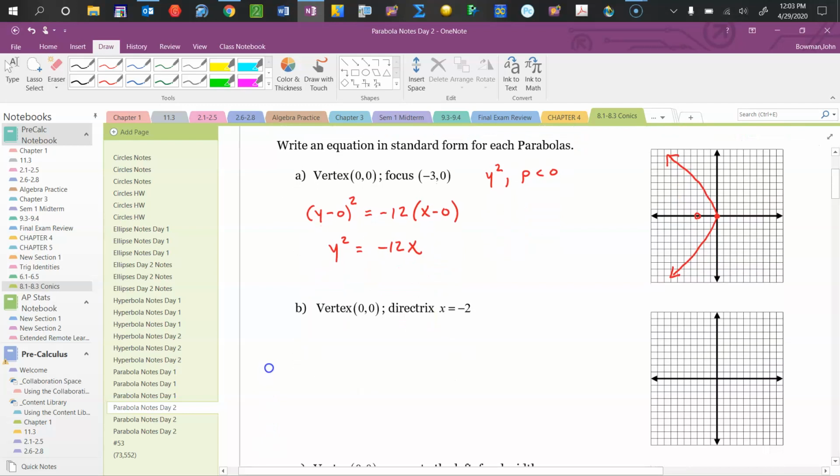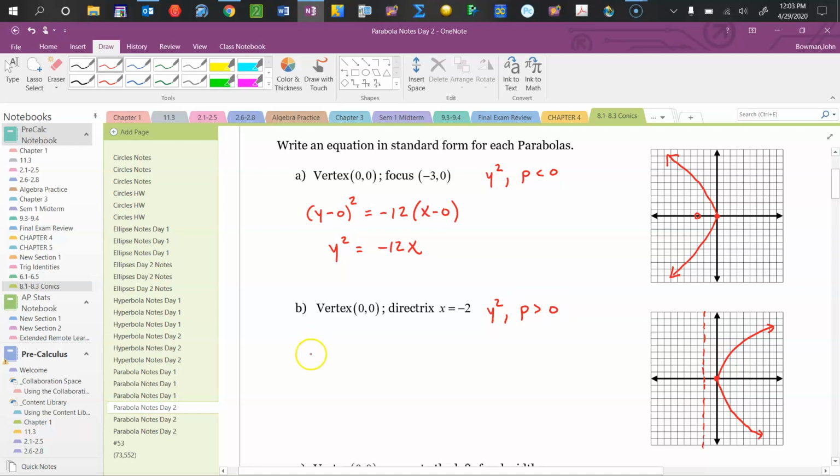All right. A vertex of (0, 0) and a directrix of x equals -2, so that's going to be a vertical line at x equals -2. So we know that we have a parabola that opens right. So since it opens right, the y term is going to be squared, but p is going to be positive.